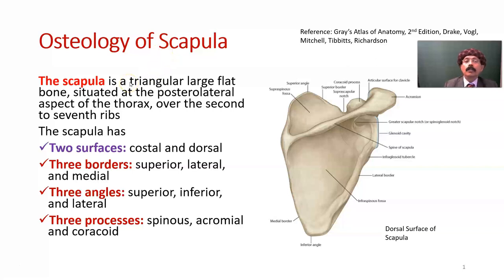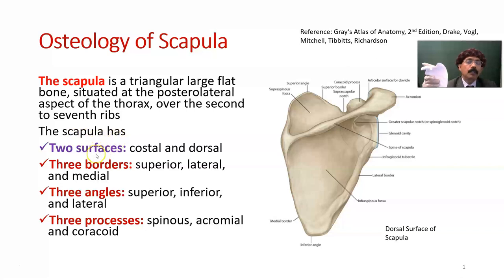Today I will discuss the osteology of the scapula. The scapula is a triangular, large, flat bone situated at the posterolateral aspect of the thorax over the 2nd to 7th ribs.